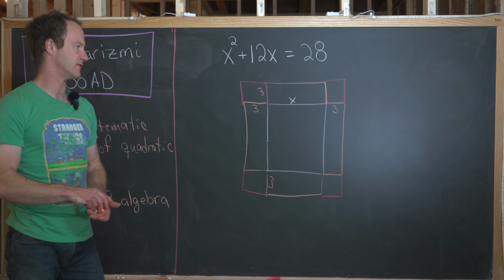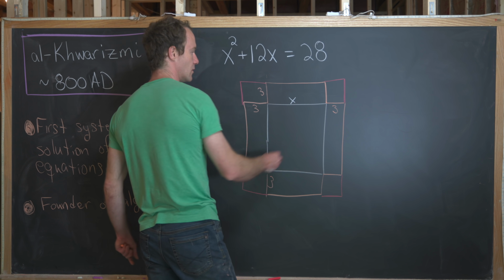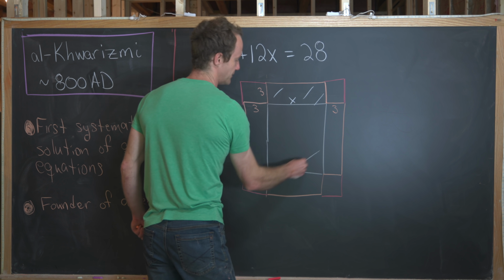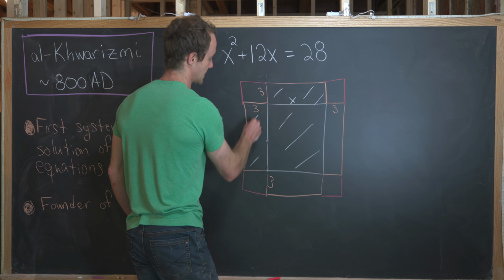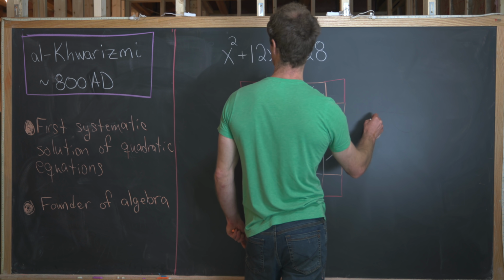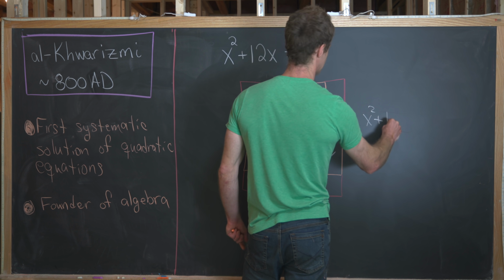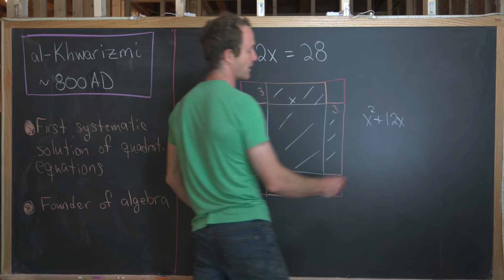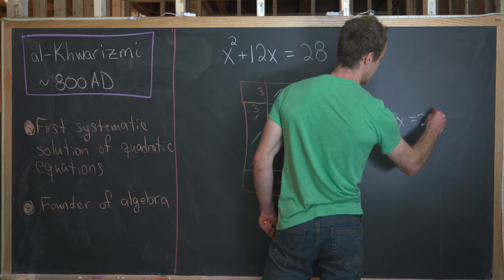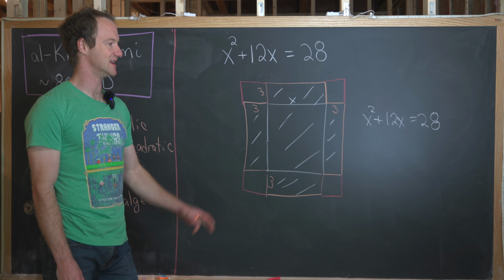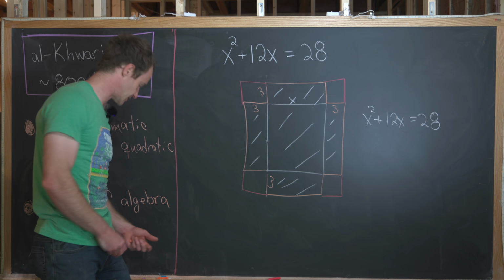Now, let's see what we've got. So we know that the area of this bit that I am shading is, on the one hand, equal to x squared plus 12x. But on the other hand, it's equal to 28. So the shaded region is expressing our equation.